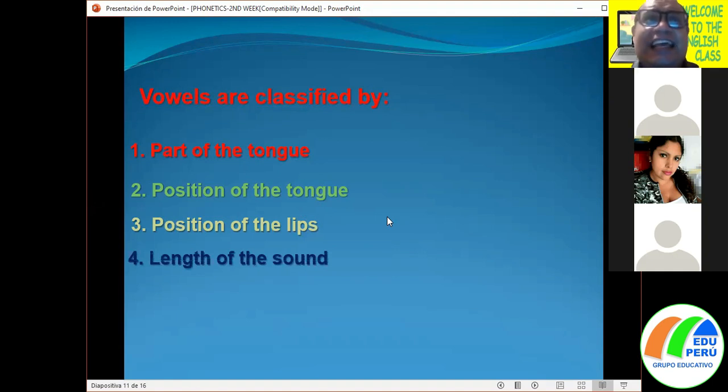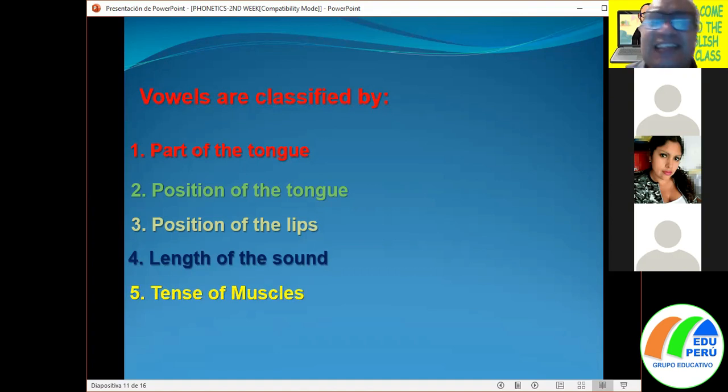Then you have the length of the sound. Length is similar to the duration. The duration of the sound: how long is the sound? We have two, short or long. For example, we have long vowels and short vowels. Long vowel, e; short vowel, e. Notice long, short. This is the length of the sound.